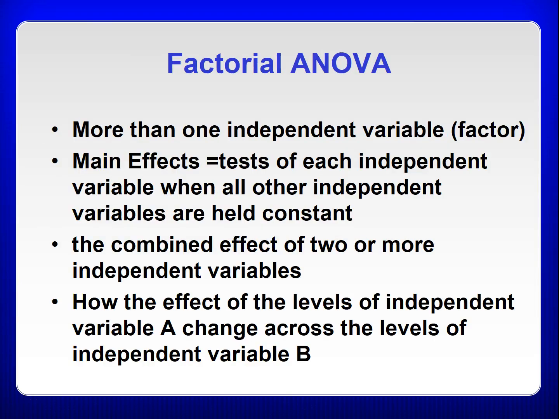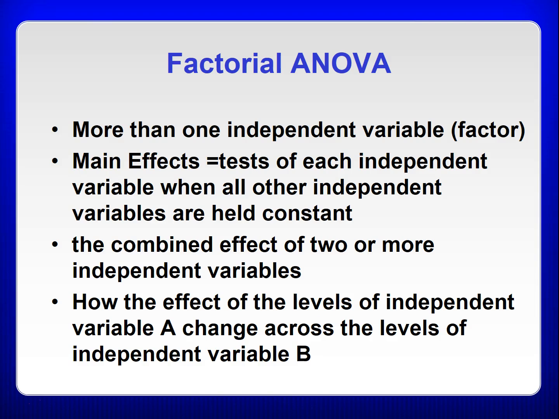Factorial ANOVA is analysis of variance in which there is more than one independent variable, or factor. Theoretically, a factorial ANOVA may have any number of factors and any number of levels within a factor. However, we seldom encounter ANOVA with more than 3 or 4 factors. Main effects are tests of each independent variable when all other independent variables are held constant. For example, in a 2 by 2 ANOVA, there will be 2 main effects and 1 interaction effect. You might refer to the text example on page 163, where there were 2 levels of intensity and 2 levels of fitness in the example.